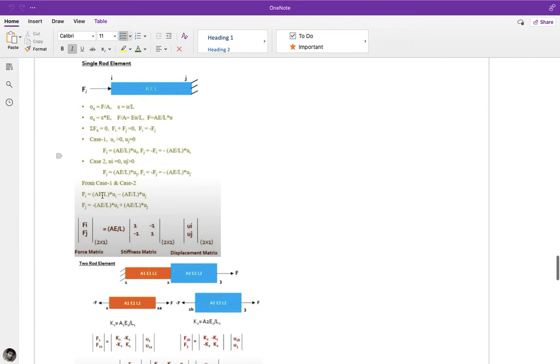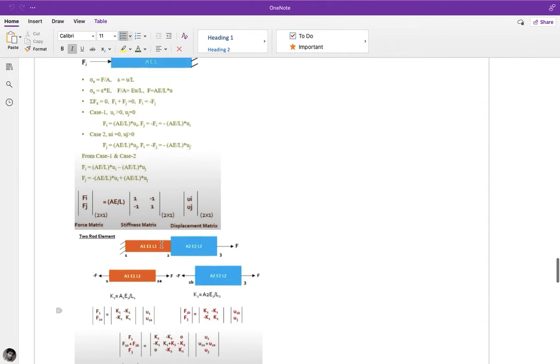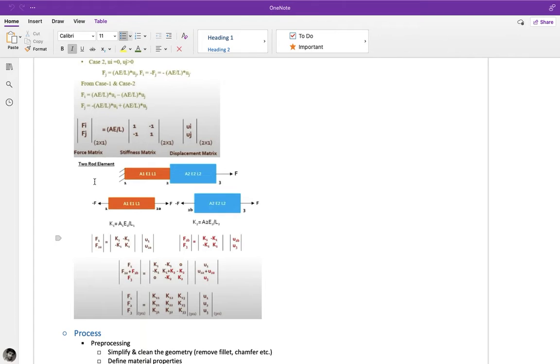Now we formulate these two equations in a matrix format like this. Okay, and this part is basically called the stiffness matrix. Let's see about when we use two rods.